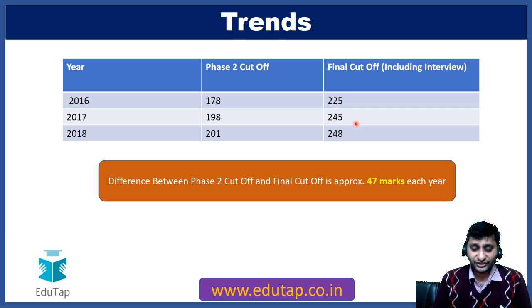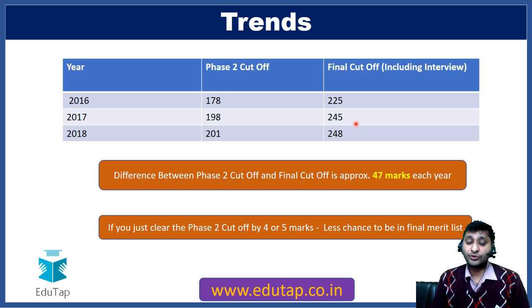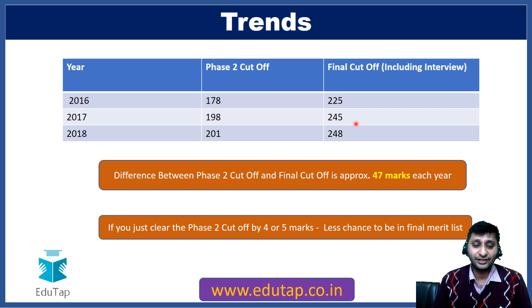Right. So what does this mean? Does this mean that you need not worry about your phase 2 marks, or you need to worry too much about your phase 2 marks? The answer is yes and no. You should plan to clear the phase 2 cutoff comfortably, not by just 3 or 4 marks, because if anybody got 203 or 204 here, then to get into the final list, the person would have required around 44 marks, 248 minus 204. Now it's really impossible unless you are a super stud to score 44 or 40 plus out of 50 marks.